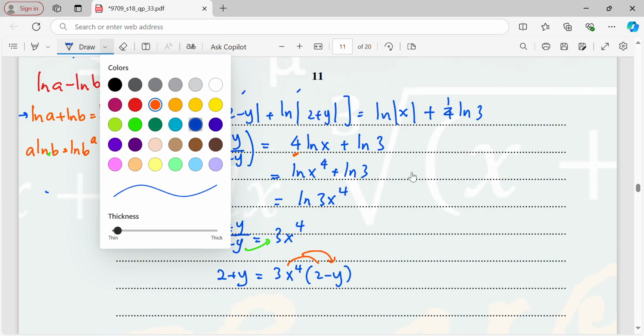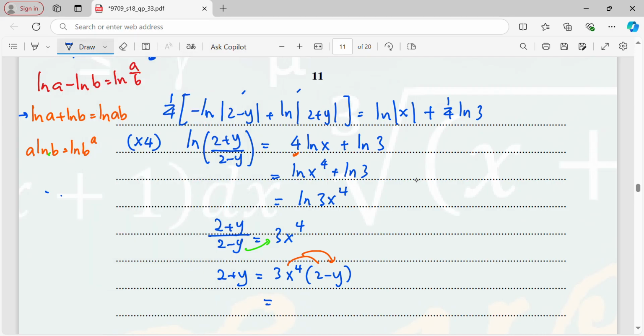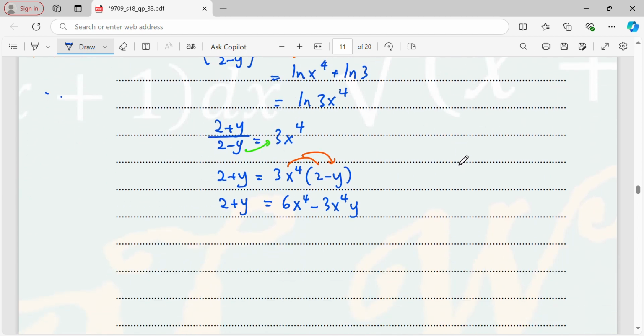So therefore, you will be getting 3x^4 times 2, that is 6x^4. Then 3x^4 times minus y, that is minus 3x^4 y. And the left side just remains. So the term with the y will be grouped together.